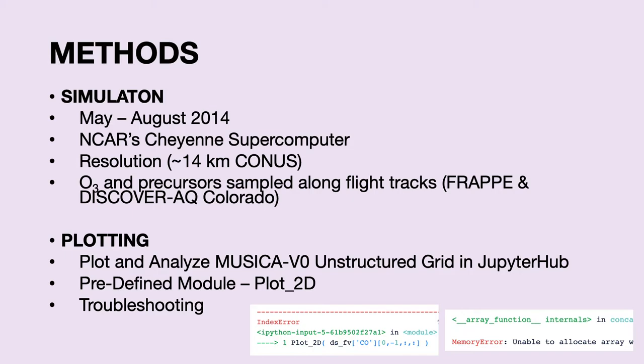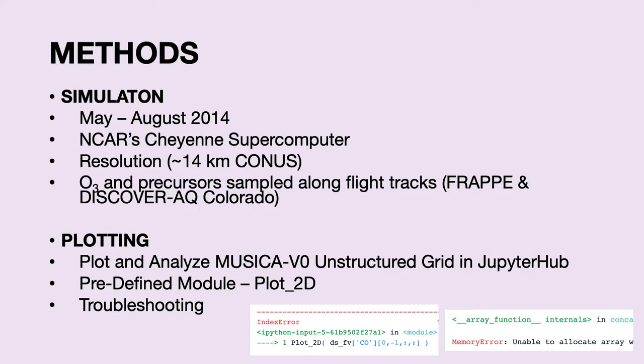MUSICA-V0 output can be quite difficult to visualize because it uses an unstructured grid. For a model simulation using CAM6-CHEM with a standard grid, you would have an output structure that includes latitude and longitude dimensions when wanting to plot a specific point. In an unstructured grid, the output files have columns or dimensions without coordinates, which makes selecting a specific location for plotting particularly difficult. As someone with initially very little Python experience, the Jupyter Hub tool available through the NCAR supercomputer Cheyenne really made the experience much easier.